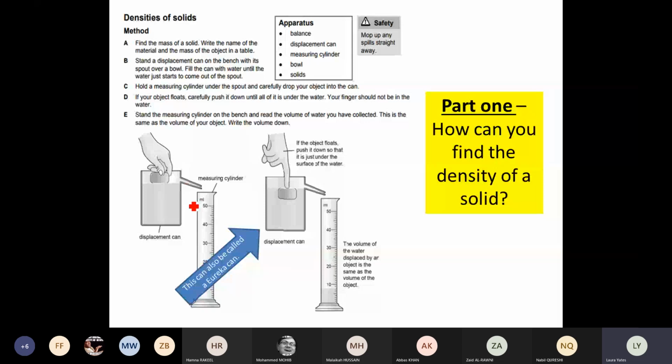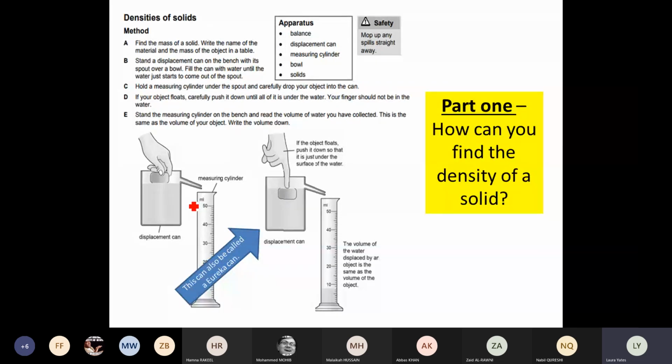You will then hold a measuring cylinder under the spout and carefully drop your object into the can. If your object floats, you would carefully push it down until it's completely under the water, because the whole object has to be under the water. Your finger should not be in the water, because otherwise that would displace some water as well. You would stand the measuring cylinder on the bench and read the volume of water you have collected. This is the same as the volume of the object.